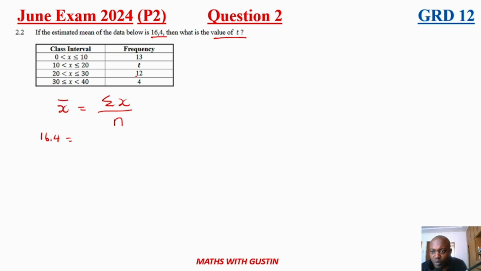And then we need to calculate everything that is at the top here. But you would know that with the frequency table and the classes, we need to multiply by them. And then our total here would be 13 plus t, plus 12 plus 4. Remember, this is the mean formula, guys. Let me write properly so that you guys can see. Now let's have a look.